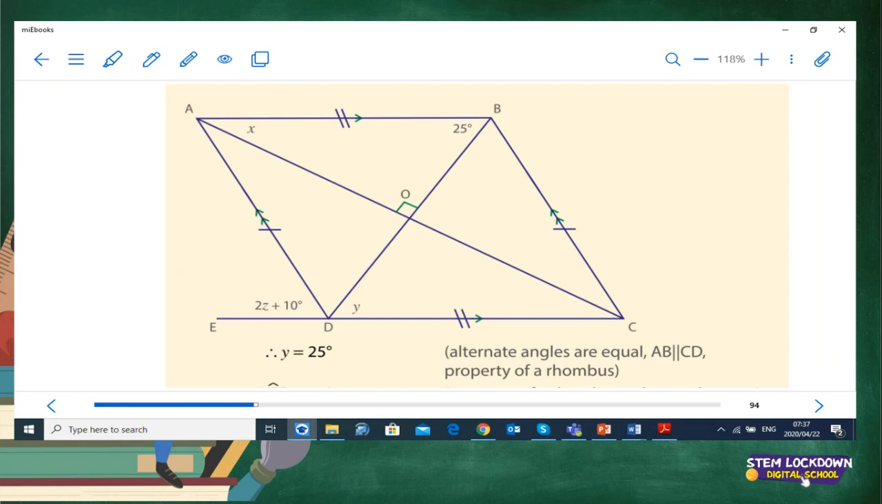We are given that AB is parallel to CD. That is one of the properties of a rhombus. It consists of alternate angles, especially because of those diagonals that are there. So Y and 25 are alternate angles, and alternate angles are equal. Why? Because AB is parallel to DC. They are not only parallel, but they are also equal.